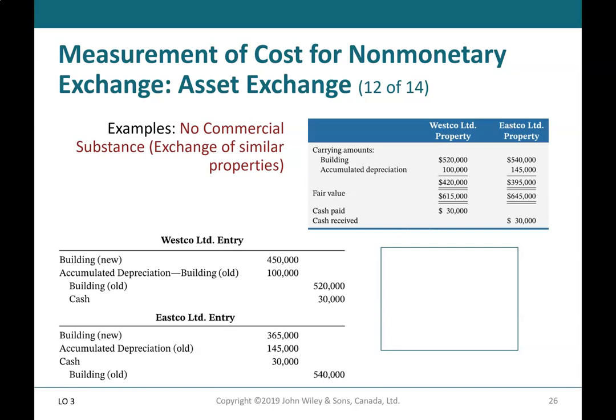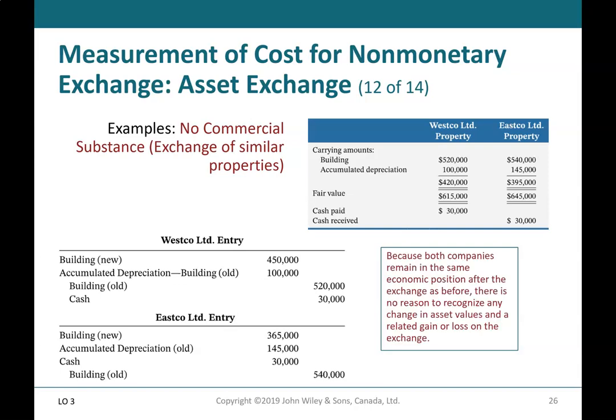Now Eastco Ltd. entry would be debit new building for $365,000, debit accumulated depreciation old of $145,000, debit cash for $30,000, and credit building old for $540,000. Because both companies remain in the same economic position after the exchange as before, there is no reason to recognize any change in asset values and a related gain or loss on the exchange.